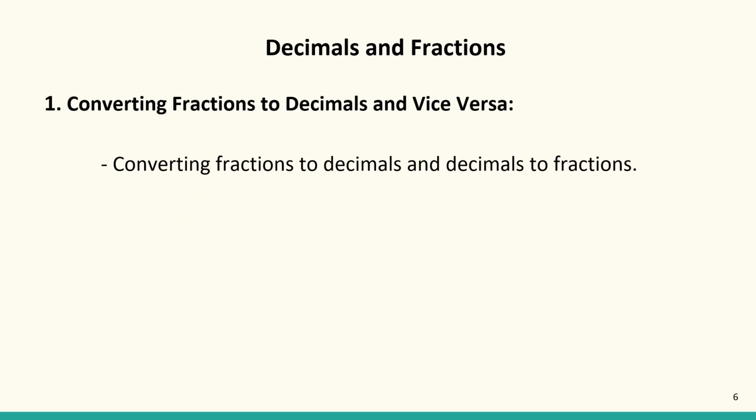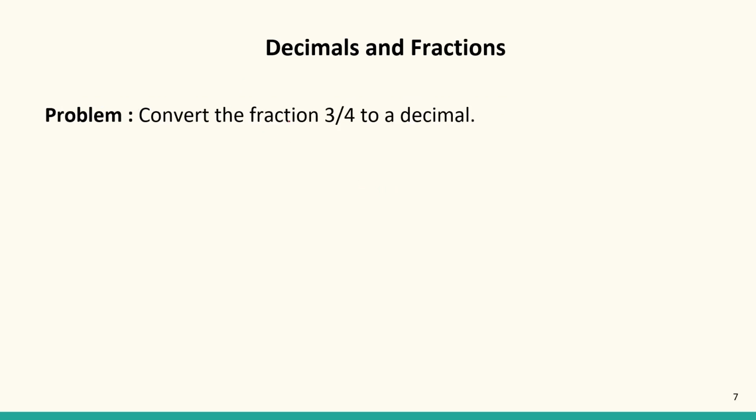The first kind is converting fractions into decimals and vice versa: fractions to decimals and decimals to fractions. So let's see how to convert fractions to decimals. We have 3 by 4. So we have 4 and we have 3 here. So 3.0. 4 into 7 is 28, 30 minus 28 leaves 2 here. We can put another 0 after this and bring it down here.